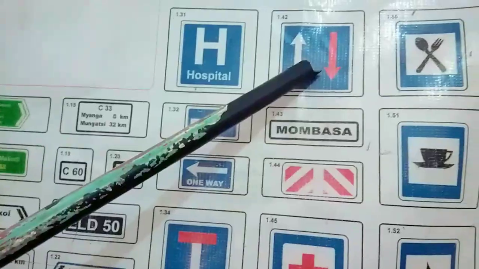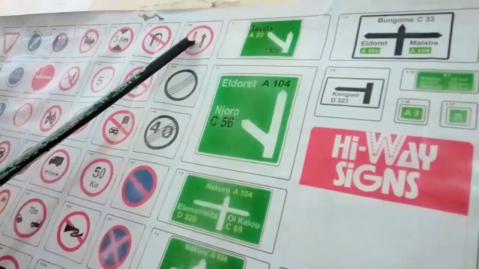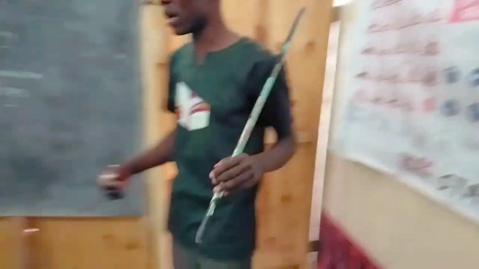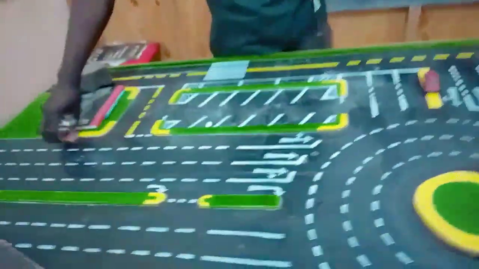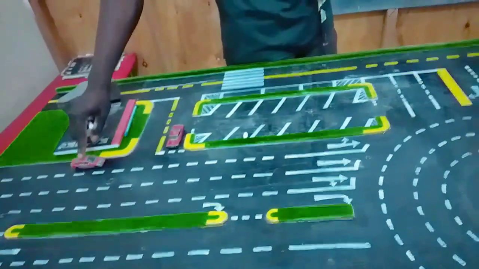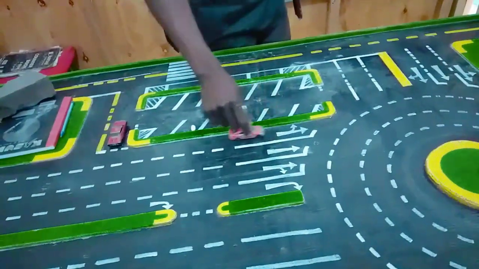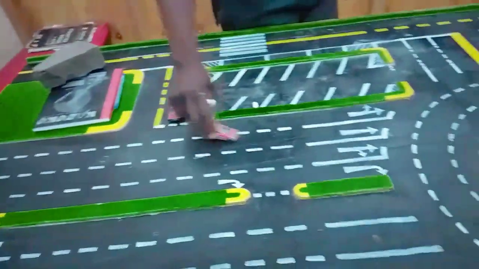And this one is give priority to oncoming. And this one is oncoming. So oncoming are vehicles that are coming on the right side. Like for example, you can demonstrate it here. Give priority to these cars. Oncoming traffic. So if you have that, I have to give way to these ones.